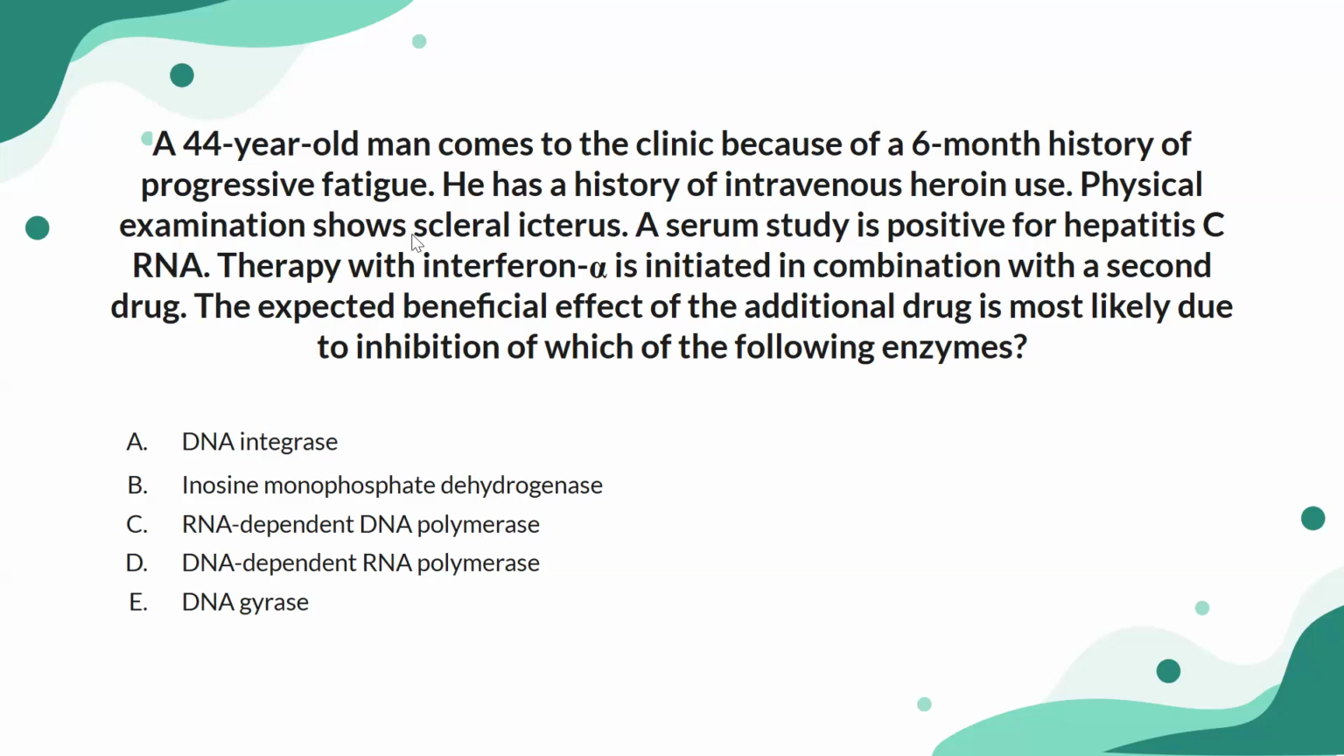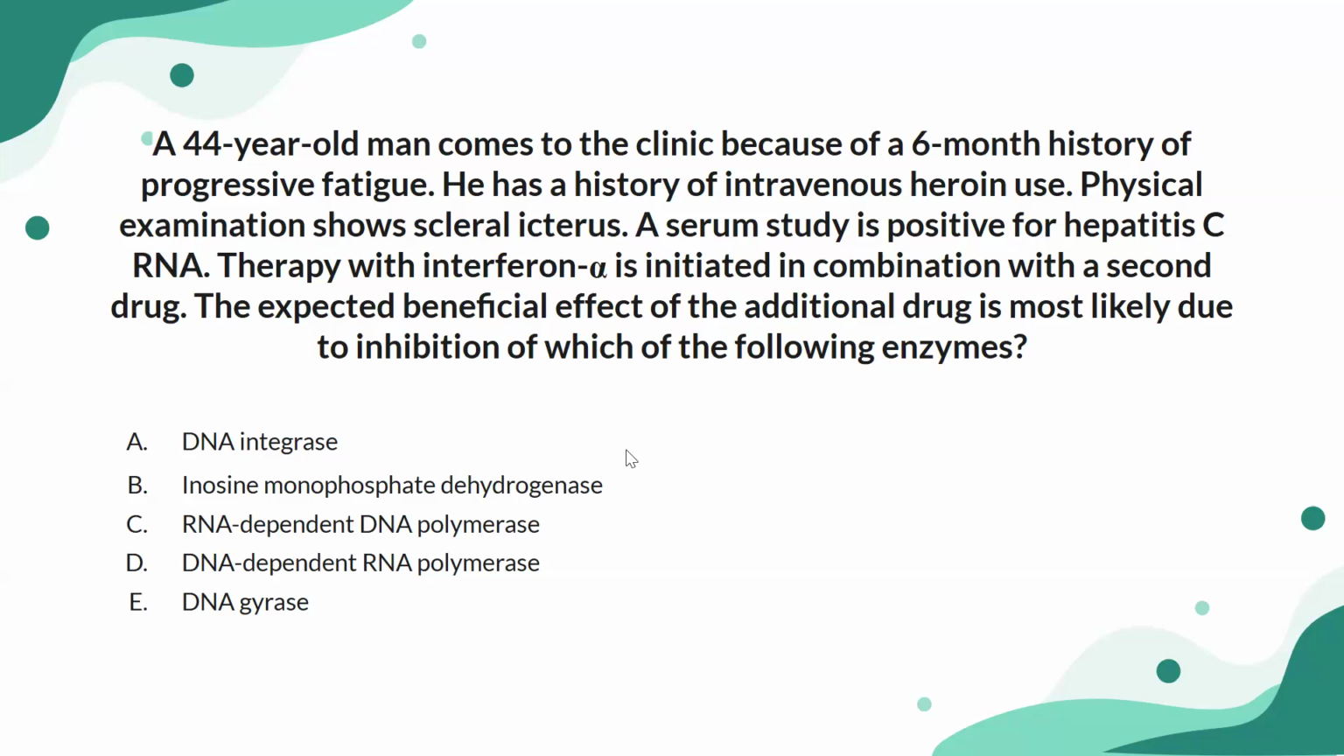Interferon is usually combined with something else, especially for chronic hepatitis, as I mentioned earlier, and this patient has a 6-month history of it, right? We were seeing that he has jaundice, which is typical, and the fact that he is an intravenous heroin user, we know that he is a drug abuser, and these people usually have diseases transmitted by needles, which is hepatitis B, C, HIV, etc. The expected beneficial effect of the additional drug is most likely due to inhibition of which of the following enzymes?